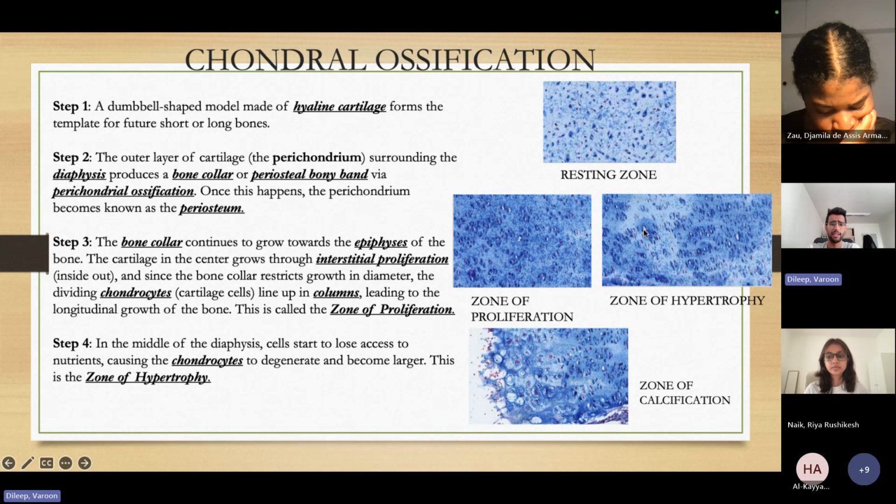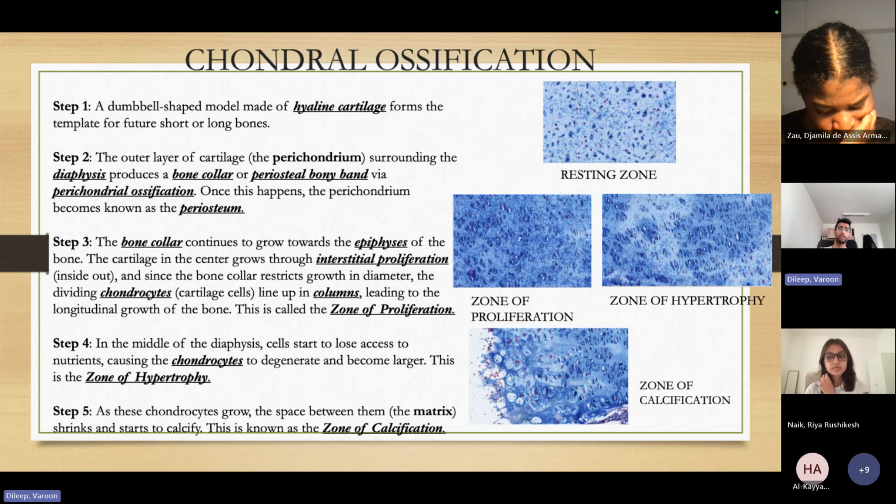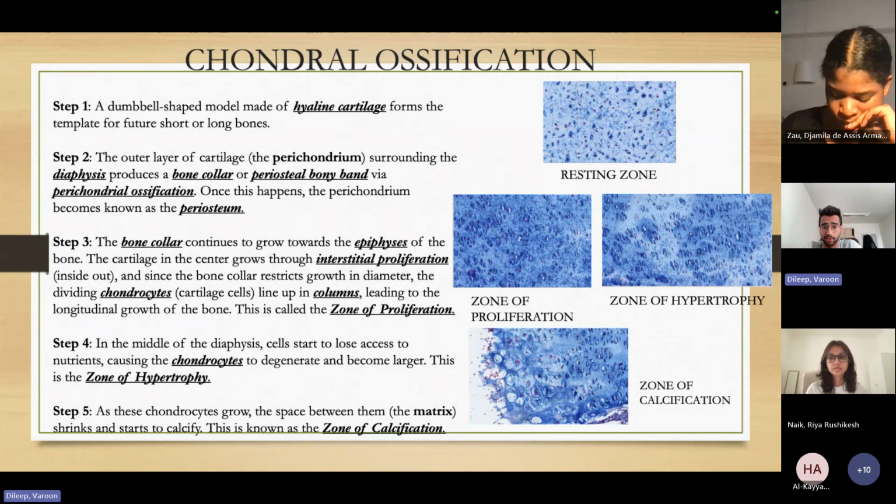After that, we have step 5. So as these chondrocytes grow, the space between them shrinks and starts to calcify. So as you can see, this end part here, the space is decreasing between the chondrocytes and it's becoming harder and harder. And this area is known as the zone of calcification.